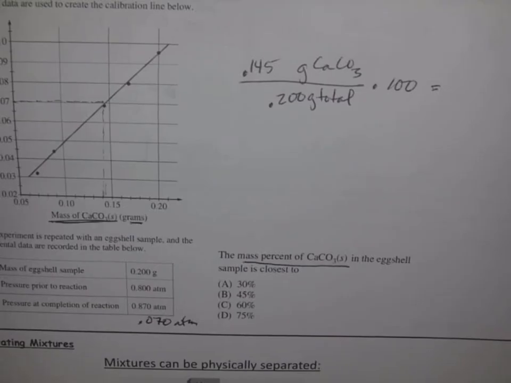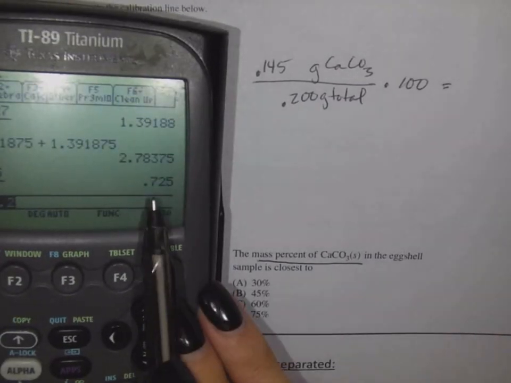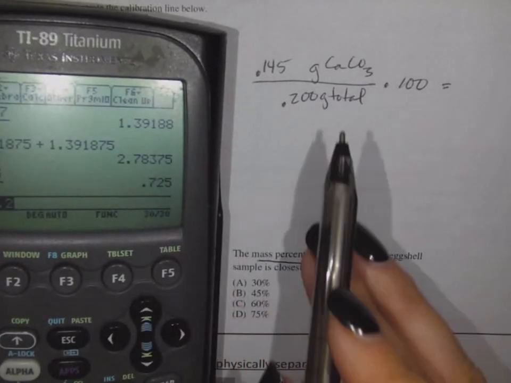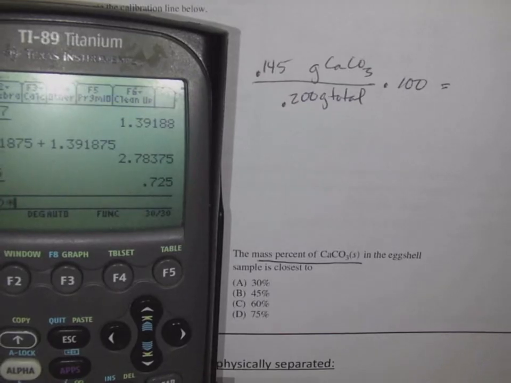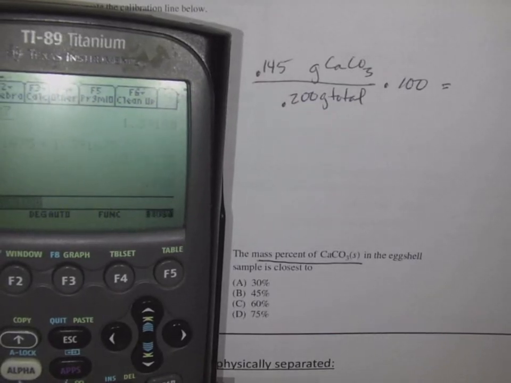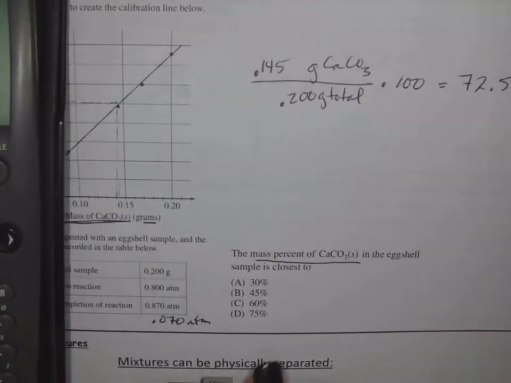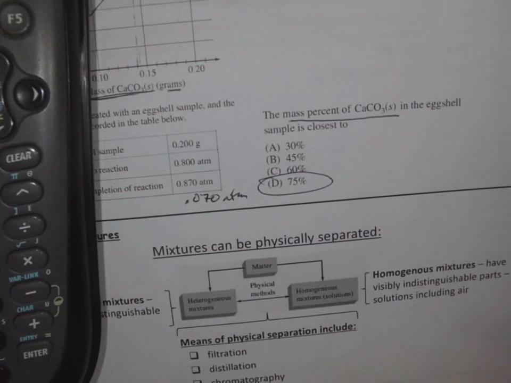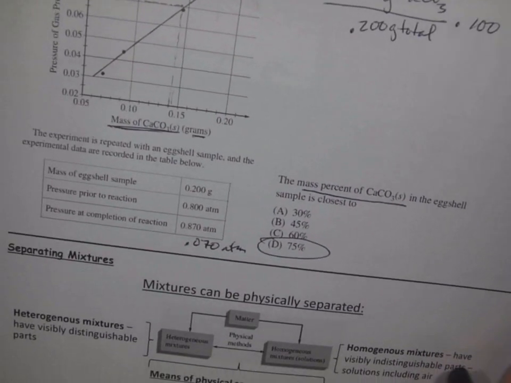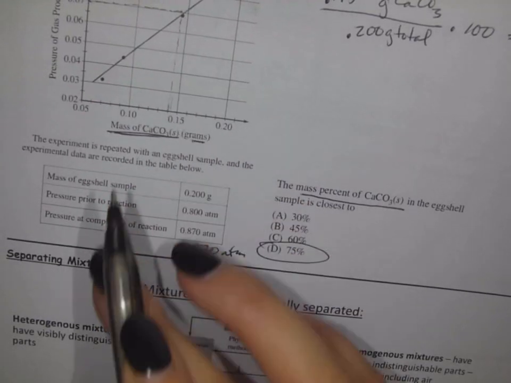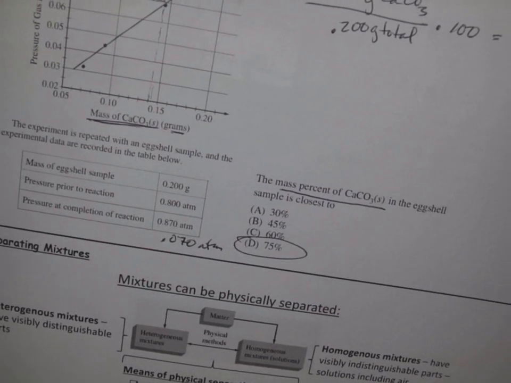So 0.145 divided by 0.2 gives us 0.725, but that's the fraction. Now I'm going to multiply it by 100 to turn it into a percentage, and we get 72.5%. Oh, look at that, 75%. There's some wiggle room for estimating there, but we got an answer that was really close. So it's closest to 75%. Nice.